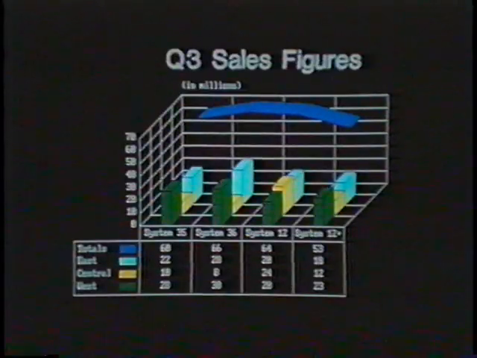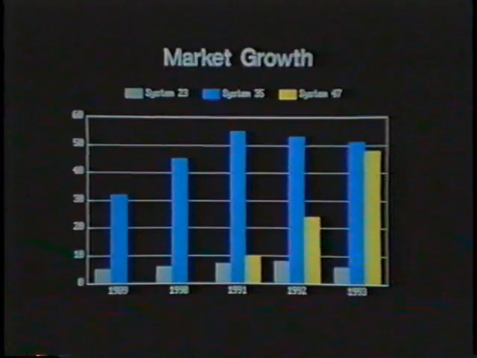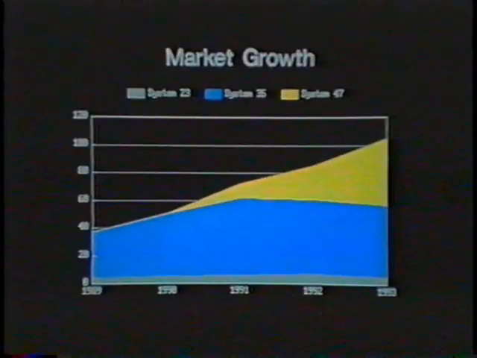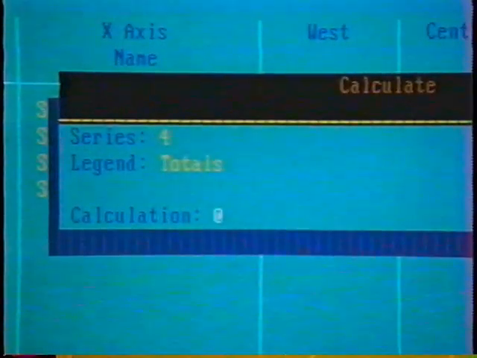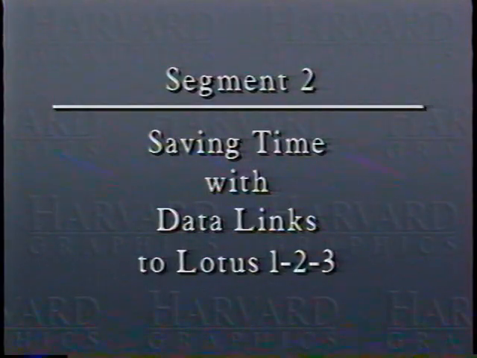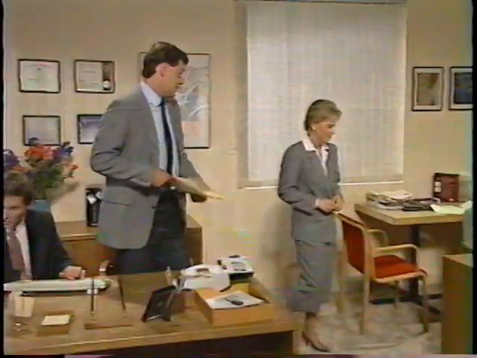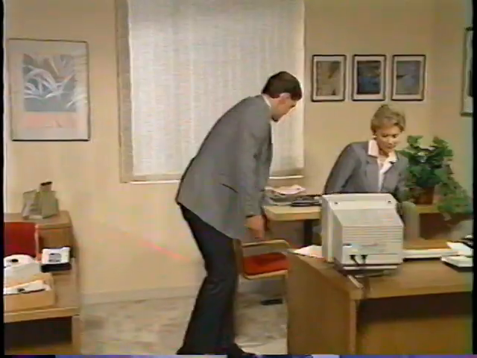Or create data tables. We saw that moving your data between chart types, between bar charts and area charts, for example, is easy with Harvard Graphics. You can also perform calculations on your chart data using the F4 function key. Now, let's return to watch Ken and Sue use Harvard Graphics Data Link feature to save time and effort in the creation of routine reports.